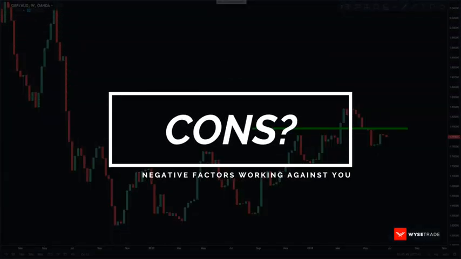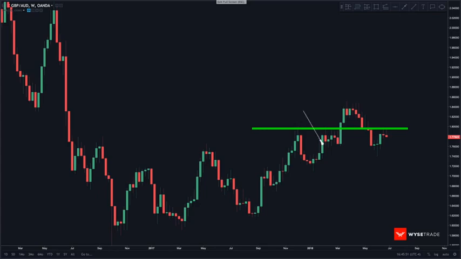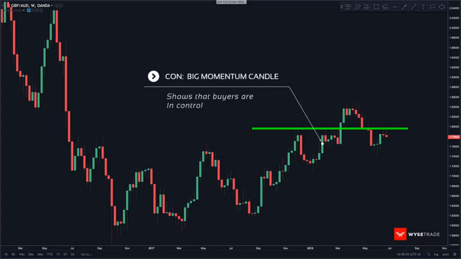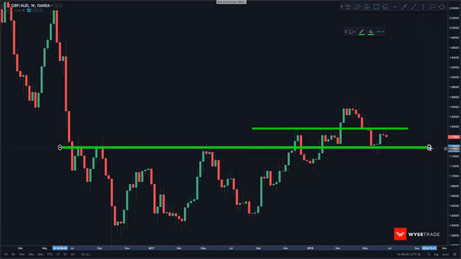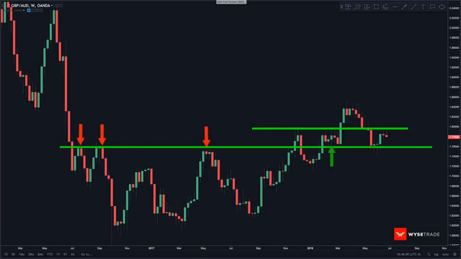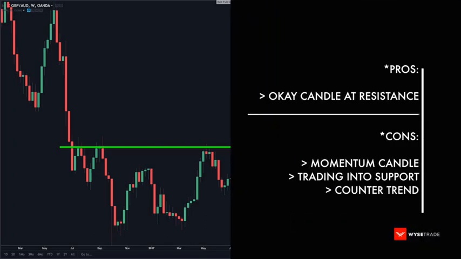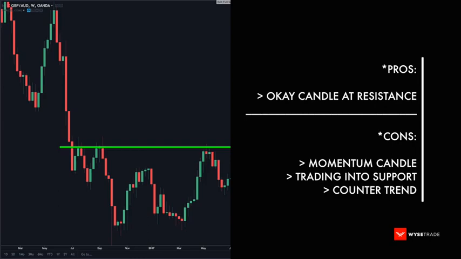Now, what do we have as cons, or things working against us? We have this massive candle approaching this level of resistance, showing heavy bullish presence. But the bigger issue is that you would be trading right into this level of support here. Notice all the rejections. What this means is you are trading into a level where price could potentially bounce from. Again, we always want probability on our side. And as you can see, price came down, then bounced up, came down again, before finally breaking right through upwards. Look at how the cons outweigh the pros in this situation.